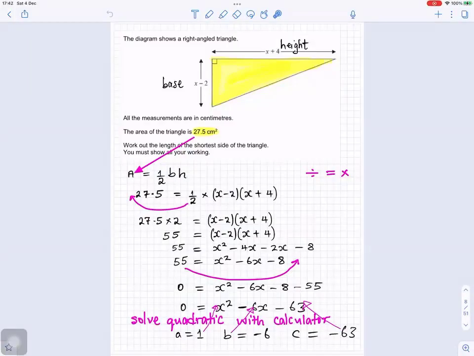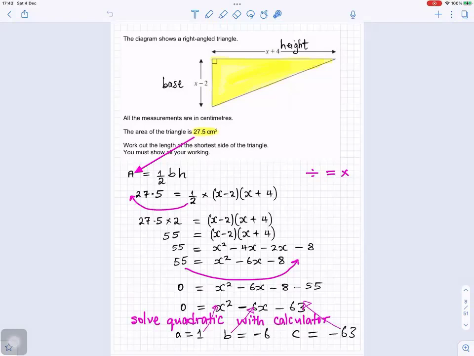The diagram shows a right-angled triangle. All the measurements are in centimeters. The area of the triangle is 27.5 centimeters squared. Work out the length of the shortest side of the triangle. You must show all your working.